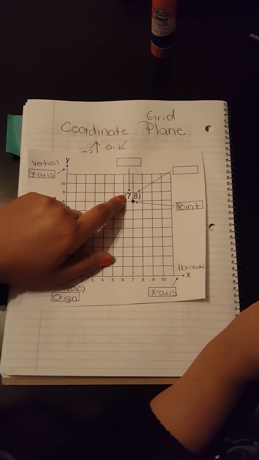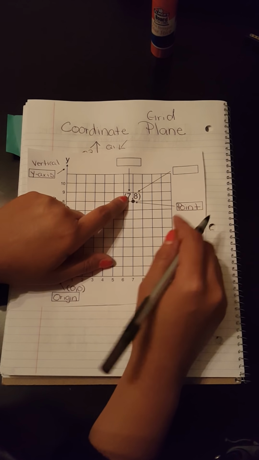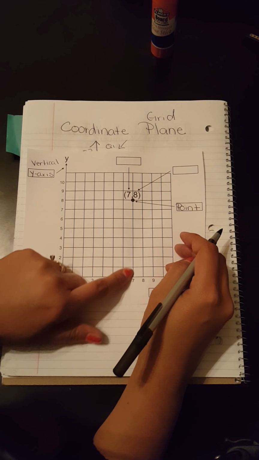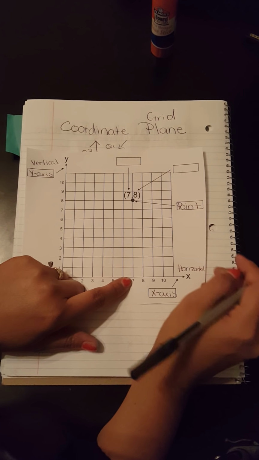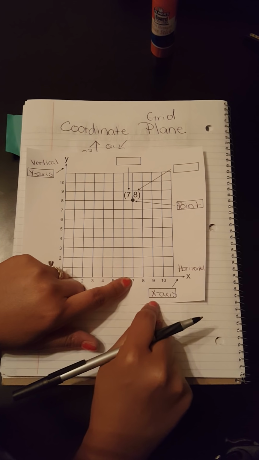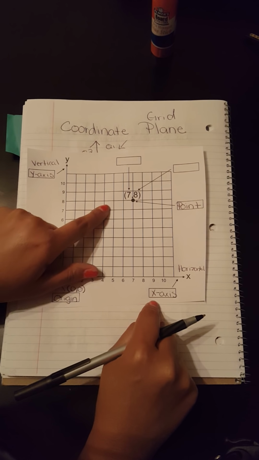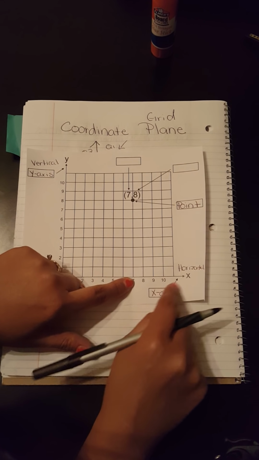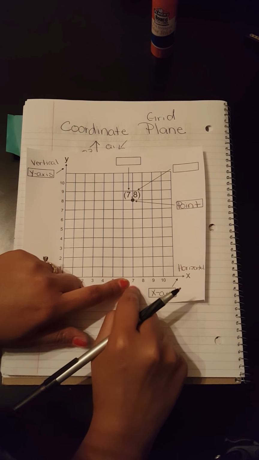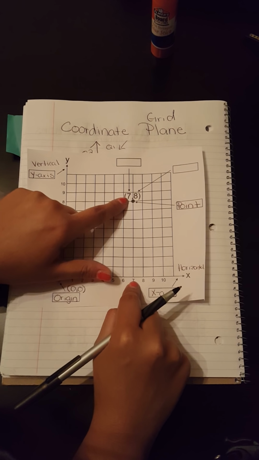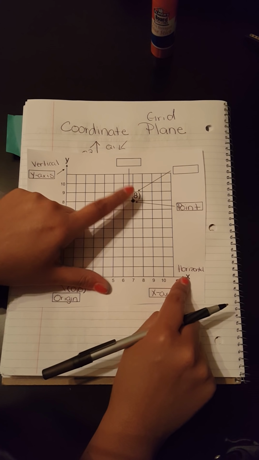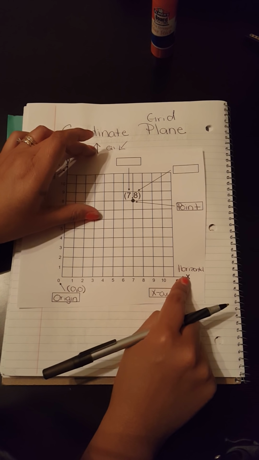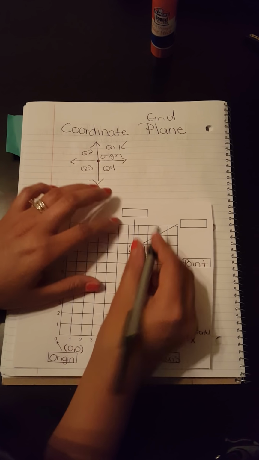The first number, the 7, gives us the value of the number that it represents on the x-axis. So there's a 7 right there, because if you go down on this dot to your x-axis, the value would be 7. So because the 7 goes with the x-axis, the 7 is known as the x-coordinate.